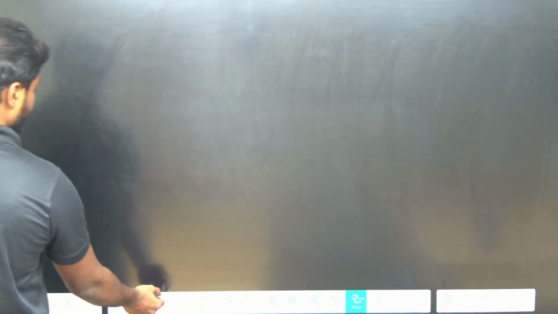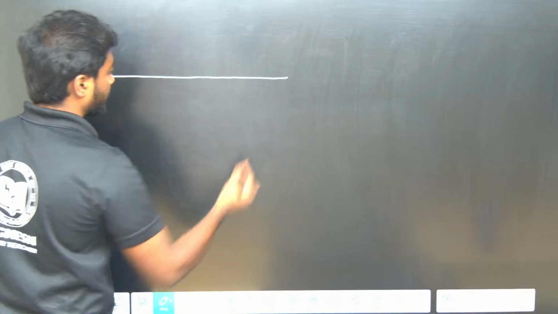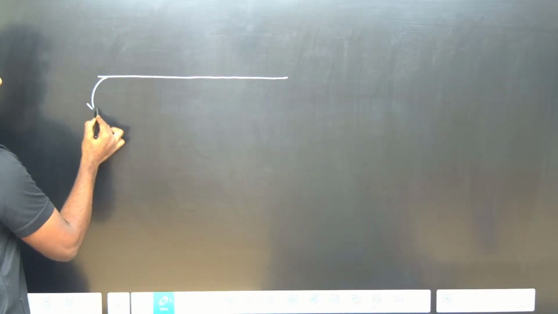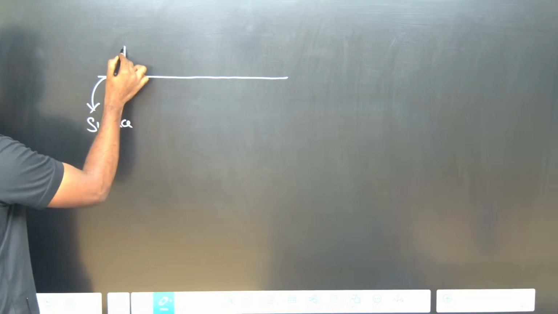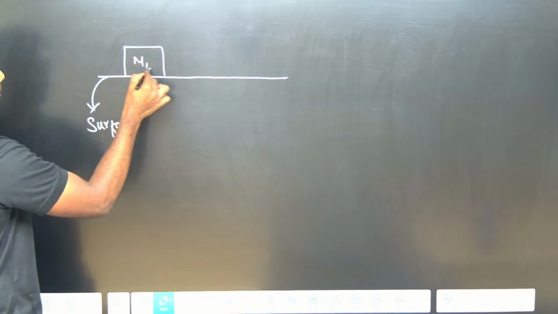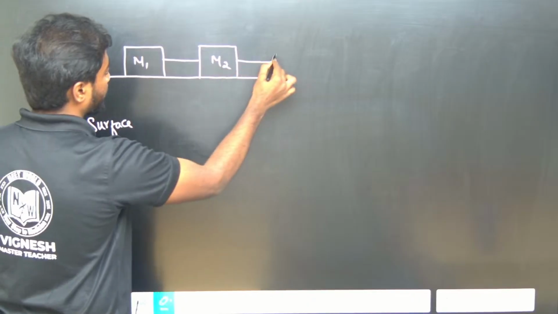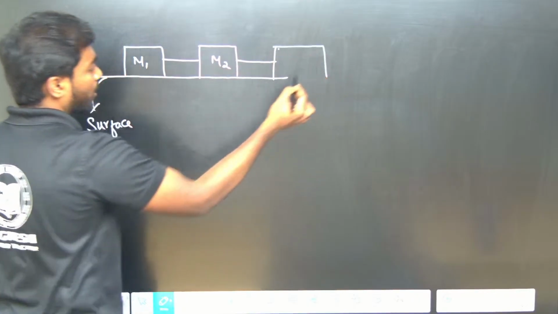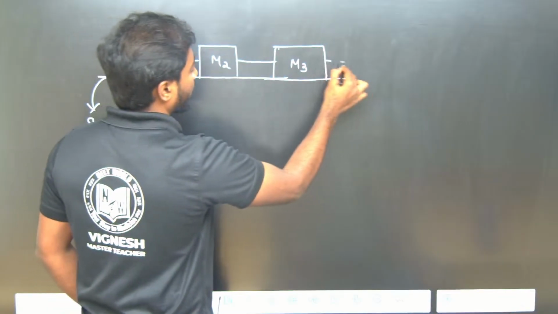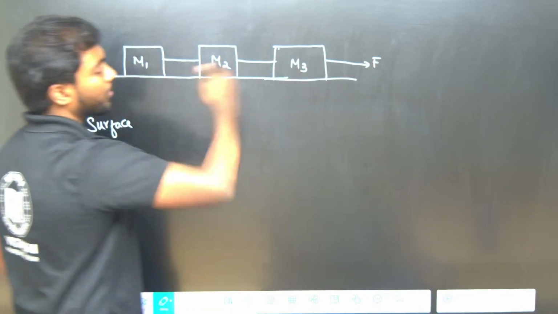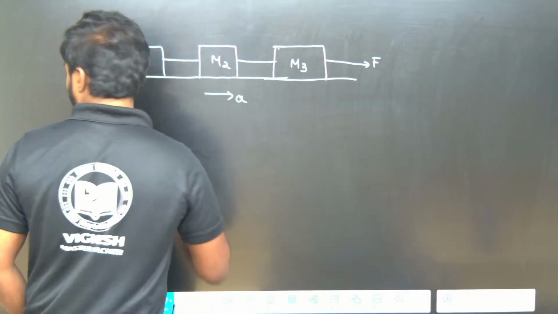So the next one is, suppose this is the surface. Now the blocks are there. This is M1 attached with some rope, M2 attached with again some rope, M3. Okay, no need to talk about the two blocks, now we'll talk about the 3 blocks only. Now an external force has been applied to take the blocks in the right direction. So the acceleration will be in this direction.